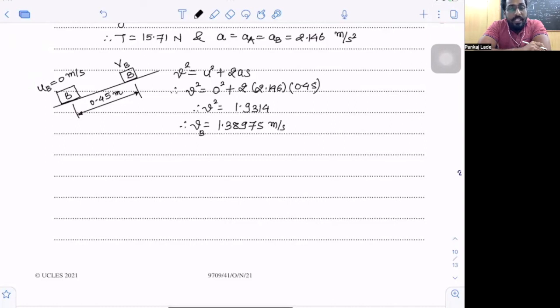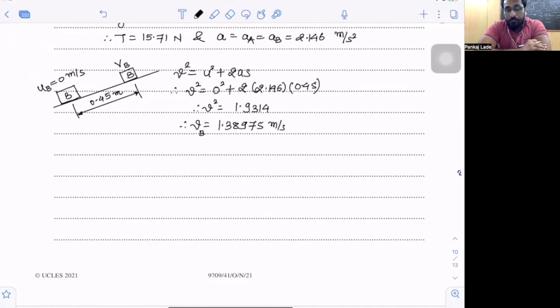Now it will continue its journey for some time, and then what will happen? It will come to a halt, right? So now there is no body A, particle A is not there, only particle B is there. So if you now take particle B, I know the velocity, it's 1.38975 meter per second. This is what it is going to start its journey with, and it is going to end its journey at final velocity 0 meter per second.